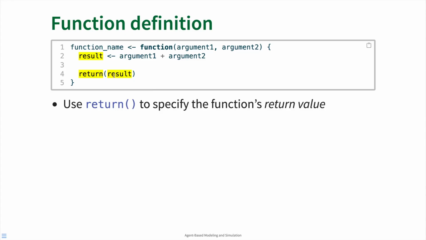Now this is actually technically optional. Instead of using return to explicitly state what you wish to return, if you leave it out, then R will instead return whatever is the result of the last line of code inside the function's curly braces. So technically return is not required, but it's always a good idea to use it because it indicates to anyone reading the code, oh, this is the value that should be returned. And it helps you to avoid errors when you're writing functions.